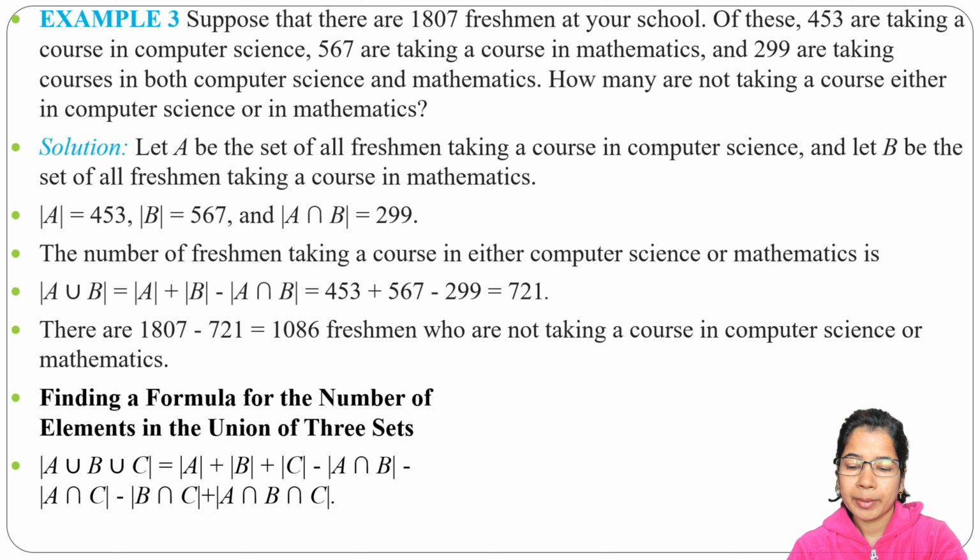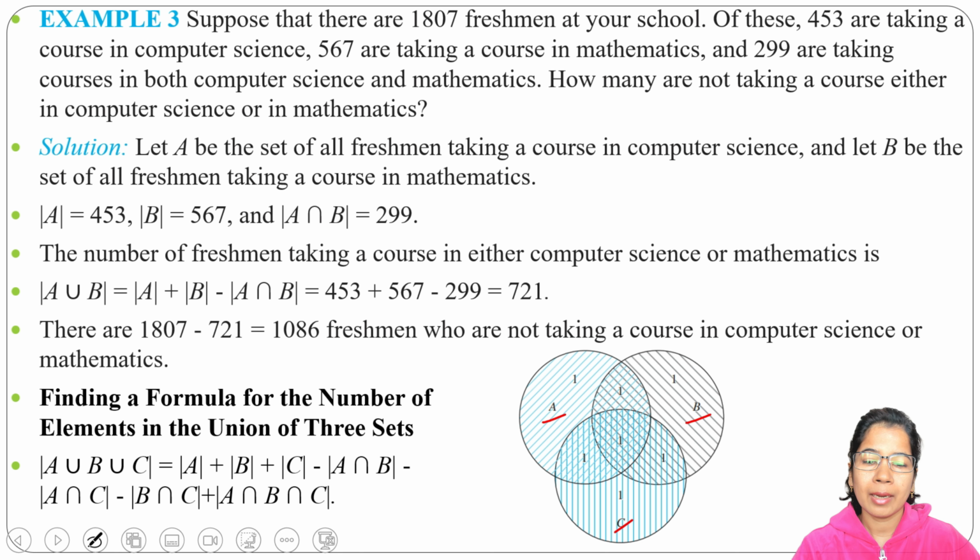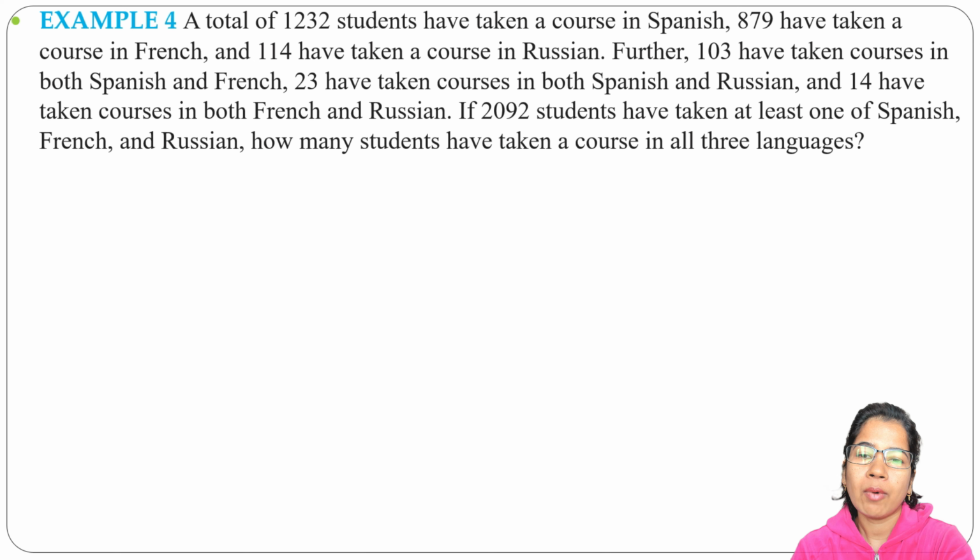The cardinality of A union B union C will be A cardinality plus B cardinality plus C cardinality minus A intersection B minus A intersection C minus B intersection C plus A intersection B intersection C. So this is the Venn diagram for three sets, right? A, B, C. So first we need to add A plus B plus C, then minus the 2-set intersections, then plus the 3-set intersection, right?